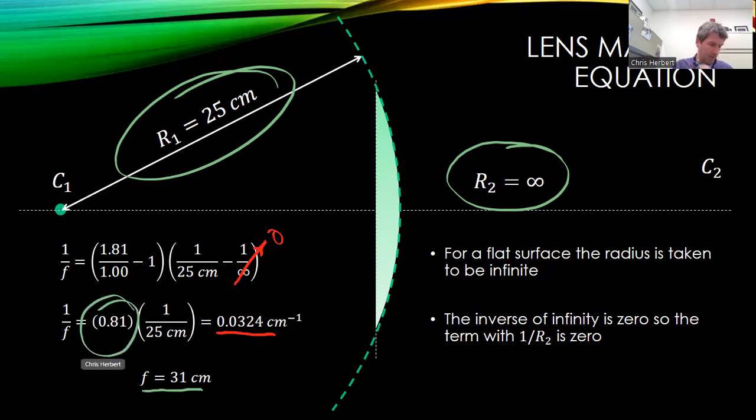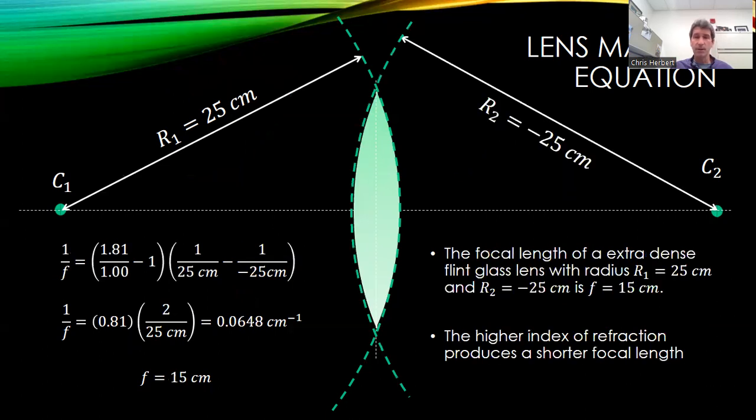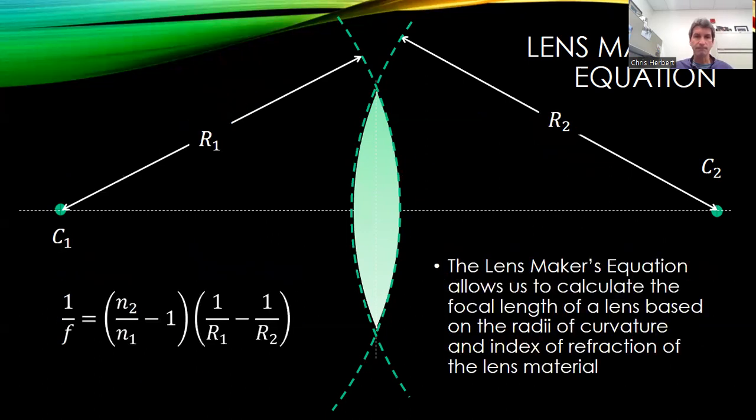Again, we're using extra dense flint glass here, with one surface compared to two surfaces. We see that the focal length pretty much doubles. Thinking about this, the first surface, this first interface right here, is going to converge the rays just as much as the second surface is. So that's why we end up having half the focal length of a biconvex compared to a plano-convex.